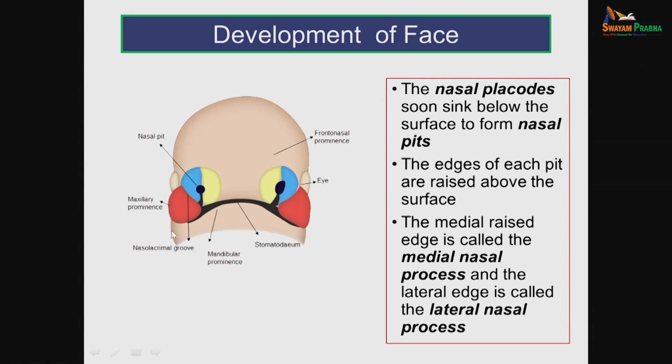So, next what happens is the nasal placode sinks below the surface to form what is called the nasal pit. What I am pointing out now is the nasal pit. Once there is a depression, the sides are elevated, hence you have a medial raised edge which is called medial nasal process and a lateral raised edge which is called lateral nasal process. At this stage there is the formation of nasal pit and a medial nasal process and lateral nasal process.